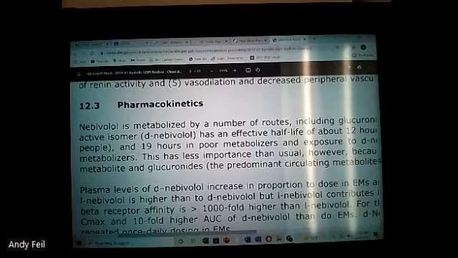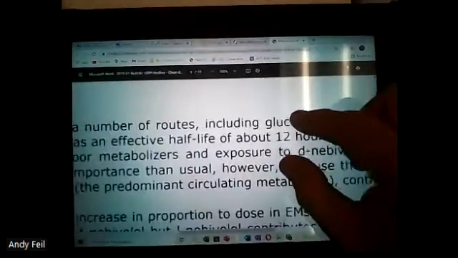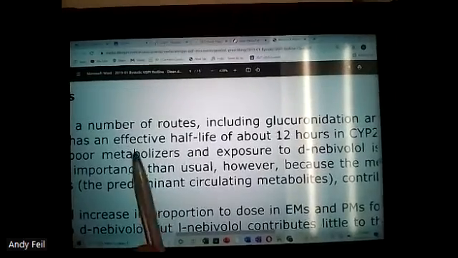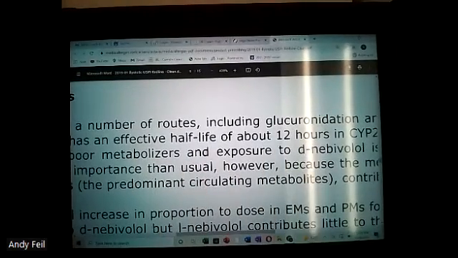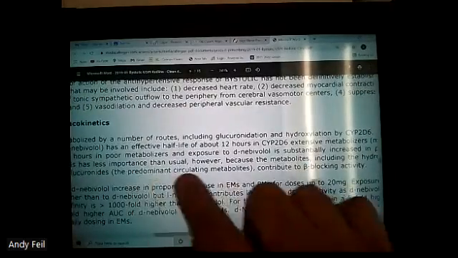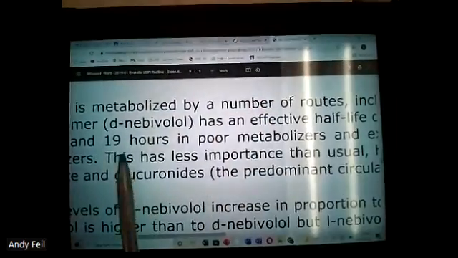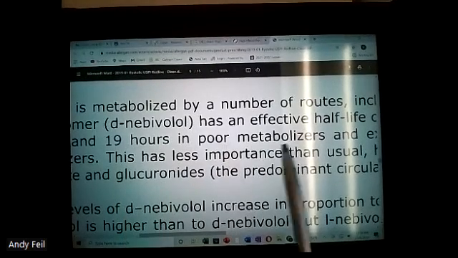Well, first of all, the doctor would ask me. I'm a salesman. I'm supposed to know. But what does it say the half-life is of Nebivolol? Effective half-life of about 12 hours in people who have fast metabolisms. And let's see, 19 hours in poor metabolisms, like people with slow metabolisms, right?